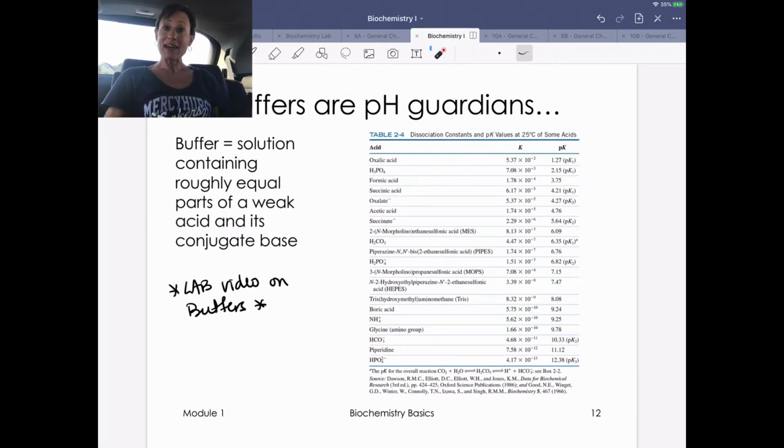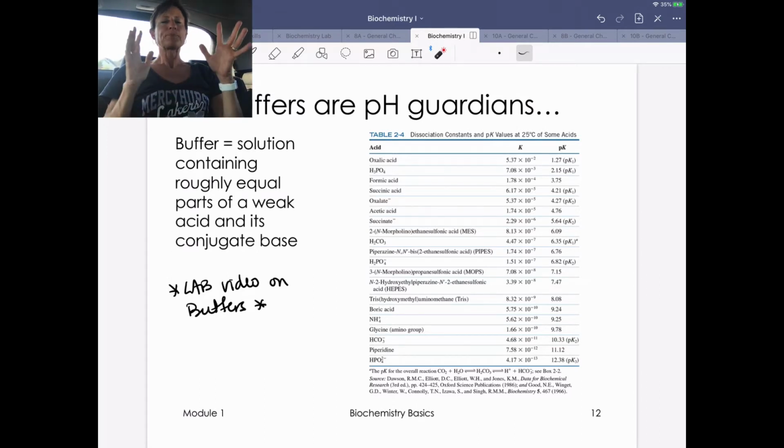We spent a lot of time today talking about buffers, and I used a lot of analogies to have you imagine that buffers are really like your army that helps prevent change in pH. So just a little kind of introduction here, stuff that we talked about that really wasn't part of the notes.